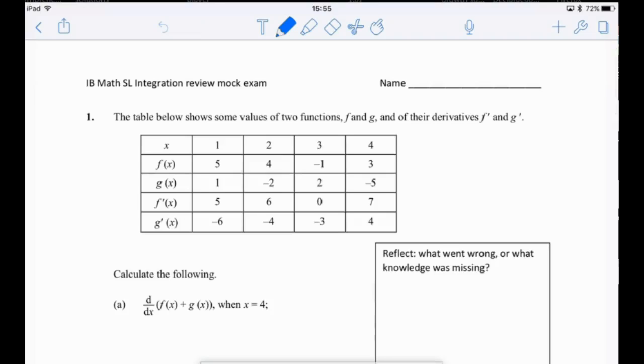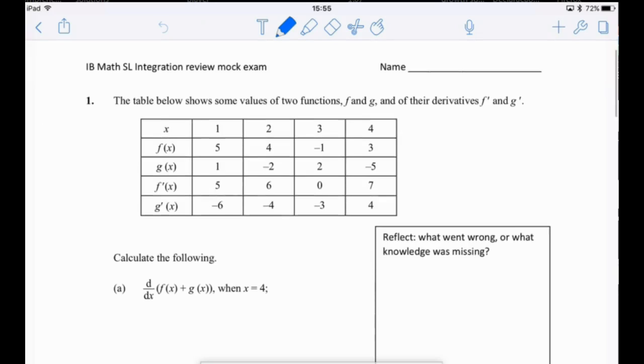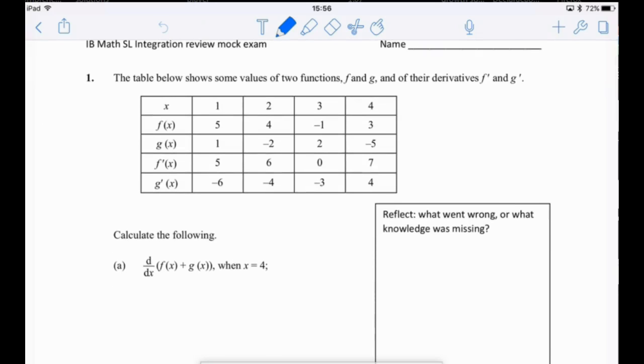Solutions for the mock exam for integration. Number 1. Here's a table similar to those tables they sometimes give us for differentiation problems. In fact, it is a differentiation table.